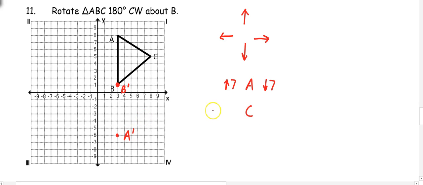From C, we used to go up 4 and right 5. So for 2 turns, instead of going up, we're now going to go down 4. And instead of going right, 1, 2, we're going to go left 5. So from B, I'm going to go down 4 and left 5. And this is my new C point.